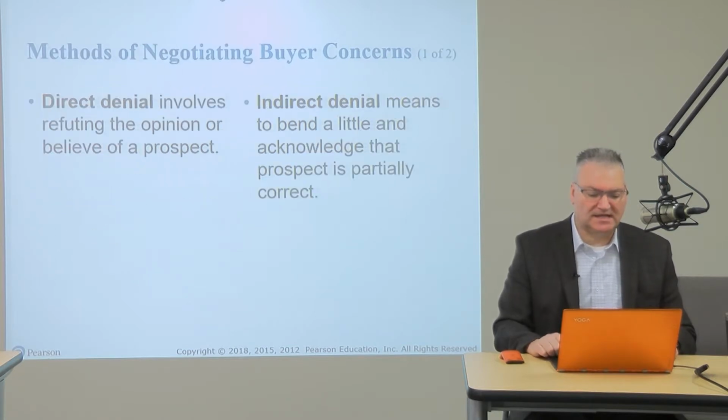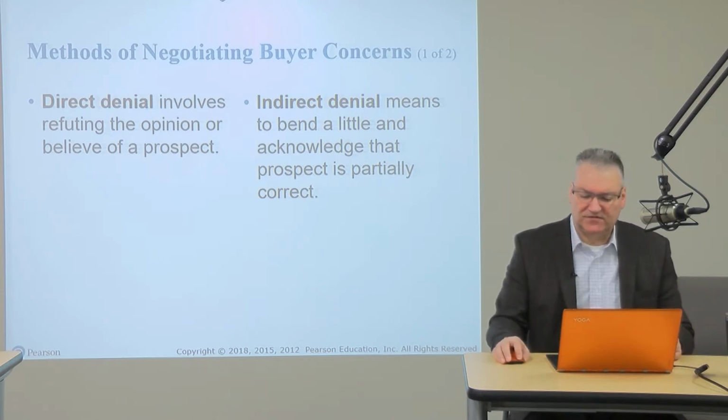A direct denial. When you're negotiating the buyer concerns, there can be a direct denial, which involves refuting the opinion or belief of a prospect, and the indirect denial, which means to bend a little and acknowledge that the prospect is partially correct. So obviously, when buyers say they have an objection and you directly deny it, you're going to have to be very careful about how you manage that discussion.